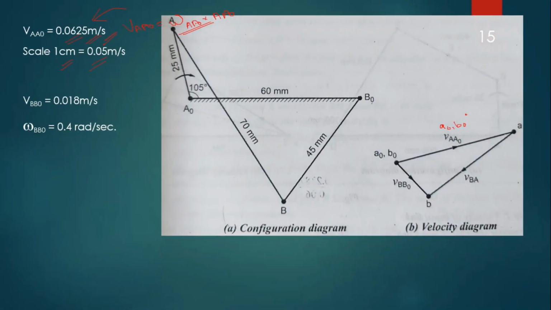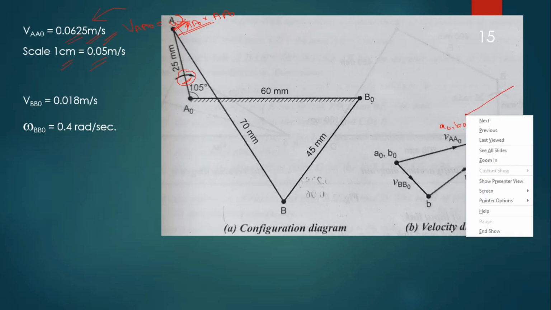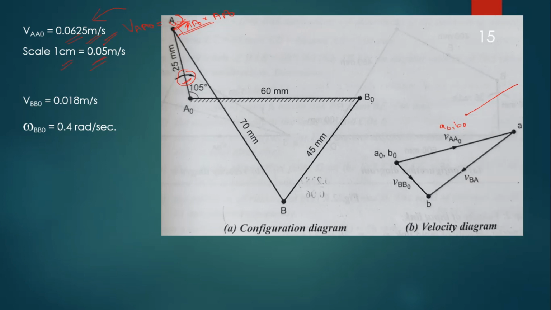See, so this is the configuration diagram. See here, this is a fixed link. So now we are going to draw a line which is perpendicular to this A naught A, because the velocity of A is perpendicular to the line joining A naught. So here the direction is clockwise, so the direction is right hand side. So from this point we have to draw a perpendicular line, the length of which is 1 centimeter equal to 0.05. So for this, calculate how much and draw this. So this is point A, right?